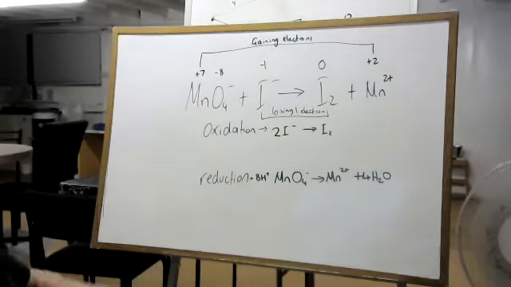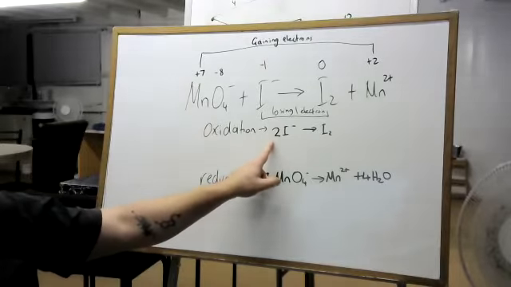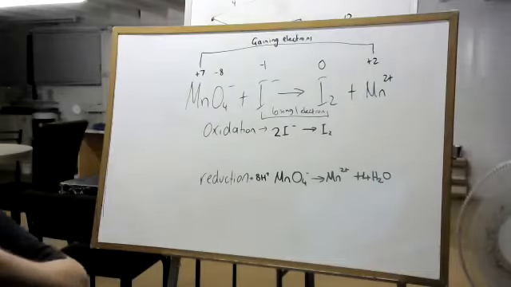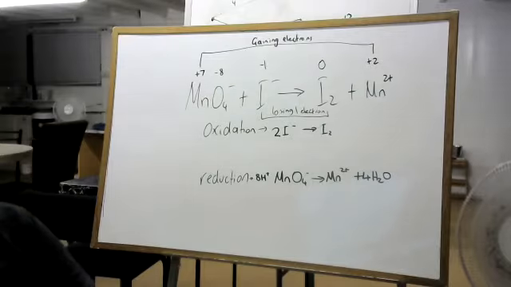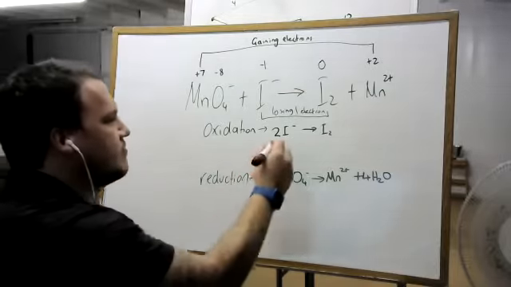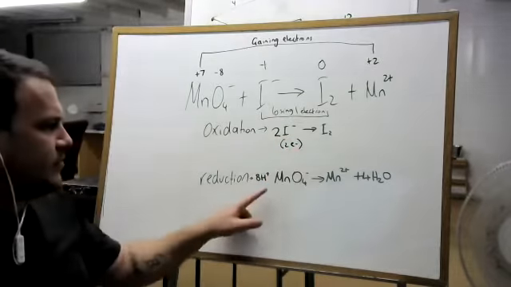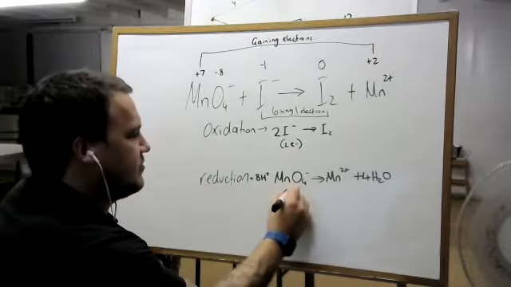So what's the problem here? How many electrons are being transferred in the oxidation reaction? So we've got 2 electrons being transferred here. And here we're going from +7 to +2. So we have 5 electrons being transferred.